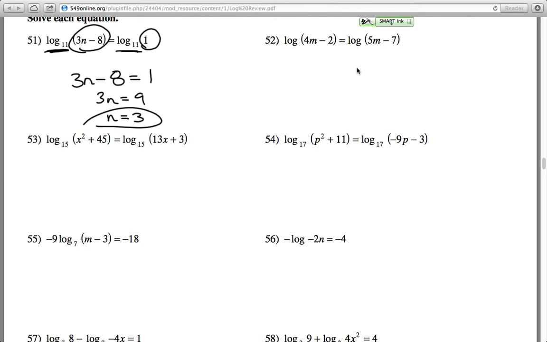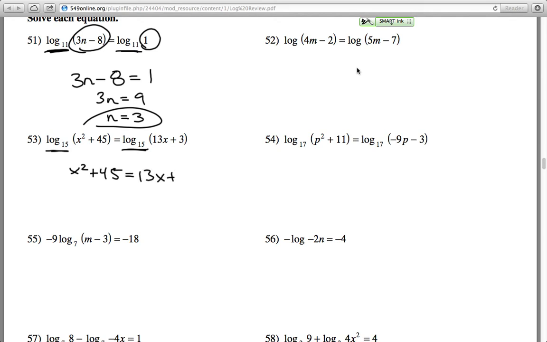So make sure, if I plug 3 in, is that okay? Yes, 3 times 3 is 9. 9 minus 8 is 1. 1, good to go. All right, take a look at 53. Do we have the same log on both sides? Yeah. Are they single logarithms? Yeah. Then what's true? X squared plus 45 is equal to 13x plus 3.